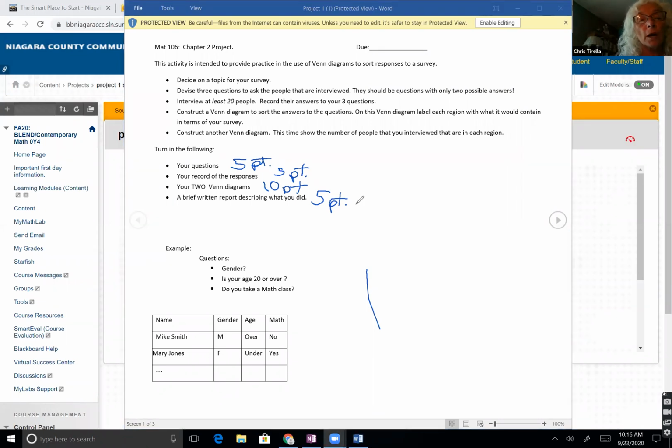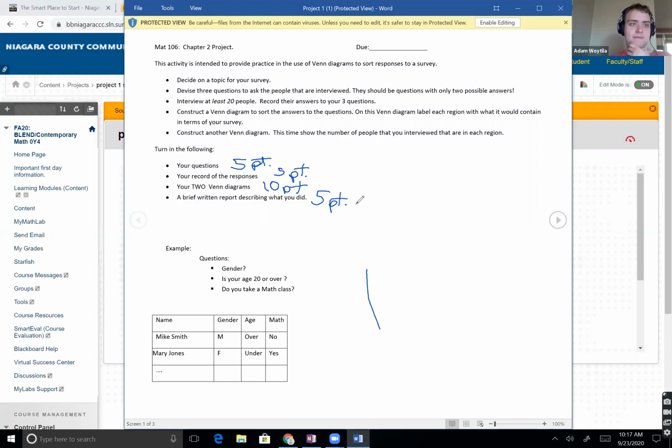So first, in my example, my questions were, what's your gender? And I have to apologize, I've been using this example for a very long time, and it was from a different era. It's going on the idea of people being cisgender, so either you identified as male or not male. Is your age 20 or over? If you ask age, make a cutoff point so that you can put it either in a loop or out of a loop. And then probably the most important question you can ask anybody is, are you taking a math class?